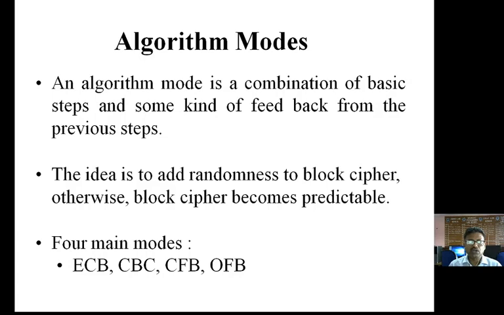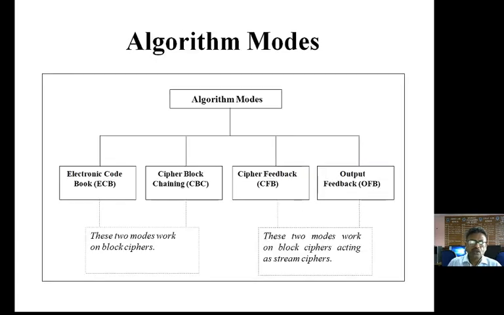So first of all, electronic code book. Now, before going to discuss the electronic code book, we want to discuss the different modes which I have discussed right now, in which the first two, that is the electronic code book as well as the cipher block chaining, these two modes work on the block cipher, and cipher feedback and the output feedback, these two modes work on the block cipher acting as a stream cipher.